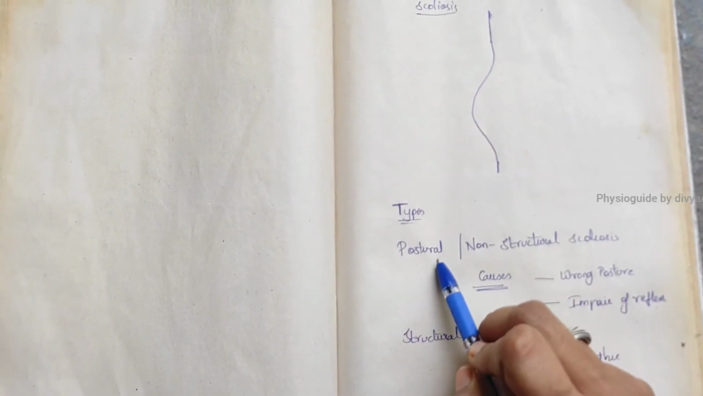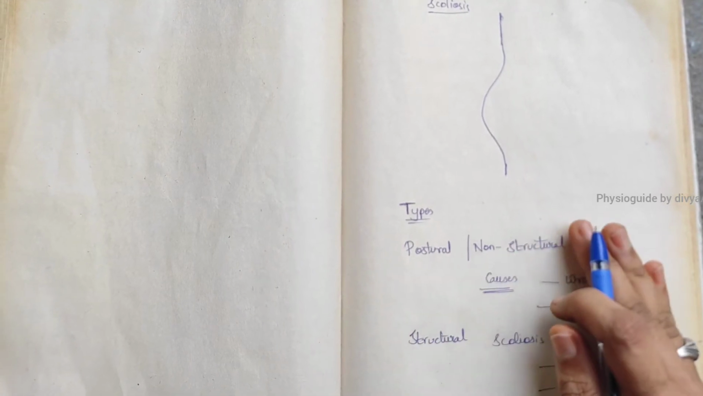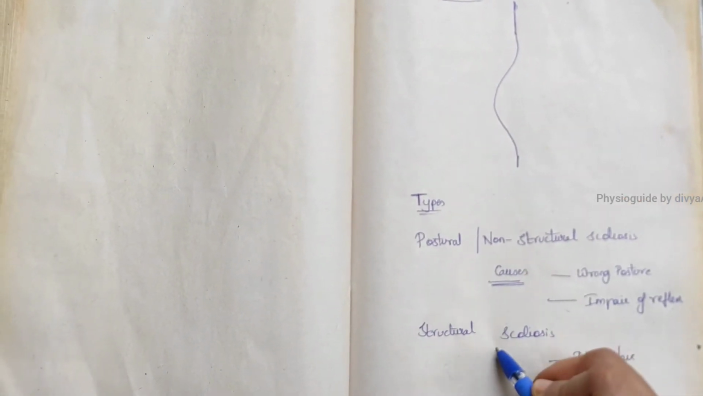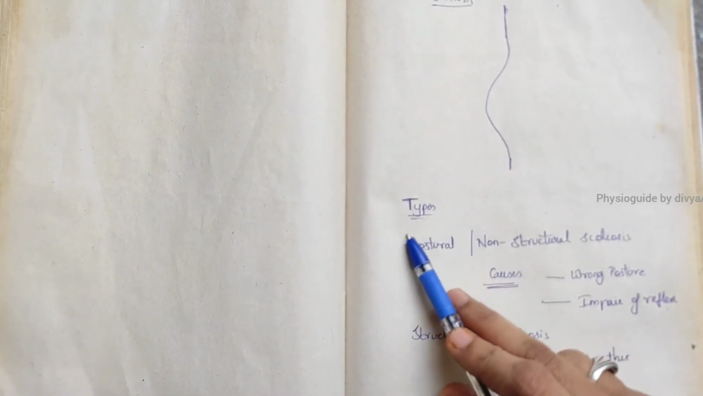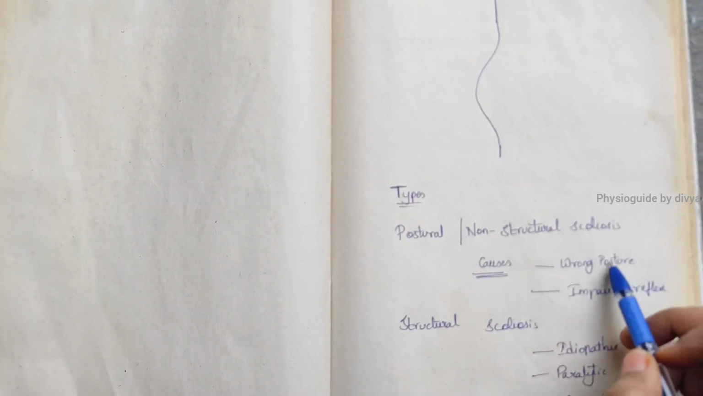Postural scoliosis occurs without any bony changes, and no muscle weakness is seen in this. In structural scoliosis there is a bony defect. Postural scoliosis occurs due to wrong postural habits like standing with stress on one leg, or psychological factors. It may also occur due to impairment of reflex mechanism.